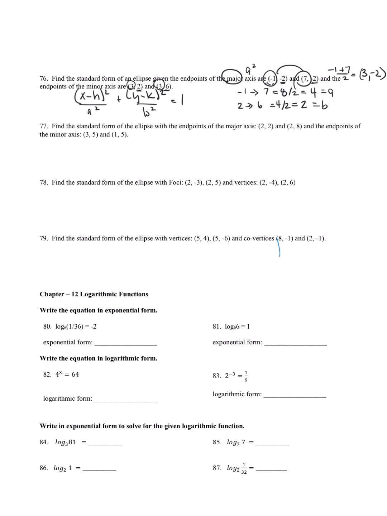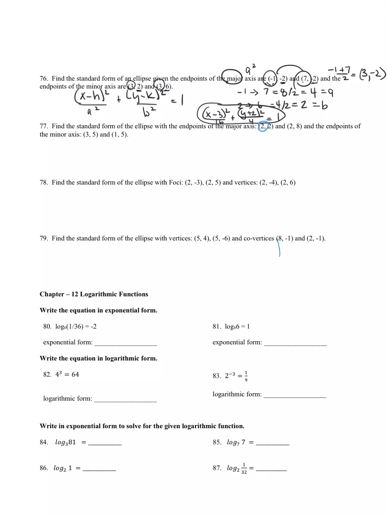So putting this all together, I have (x minus 3) squared all over 16 plus (y plus 2) squared all over b squared, which was 2, so 2 squared is 4, and that's always equal to 1, which is my answer.